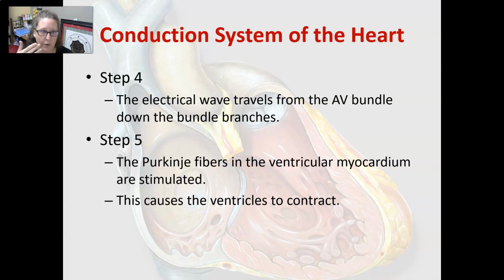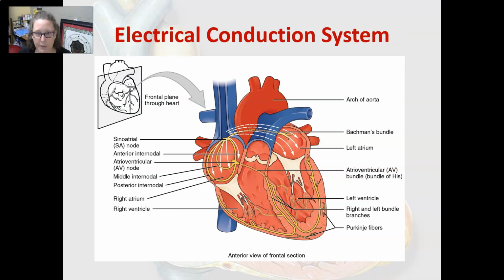And so if your SA node fires 65 times a minute, then the heart rate will be 65, because 65 beats per minute.